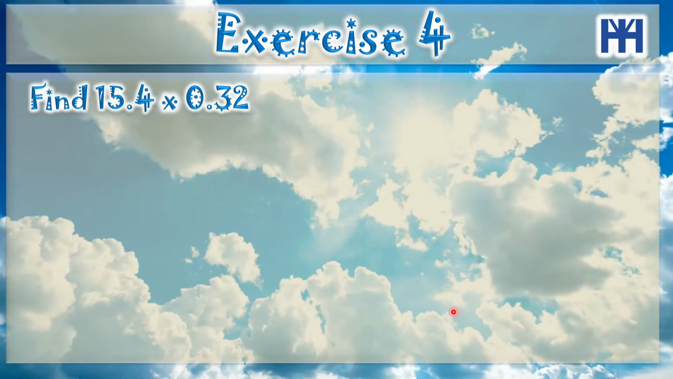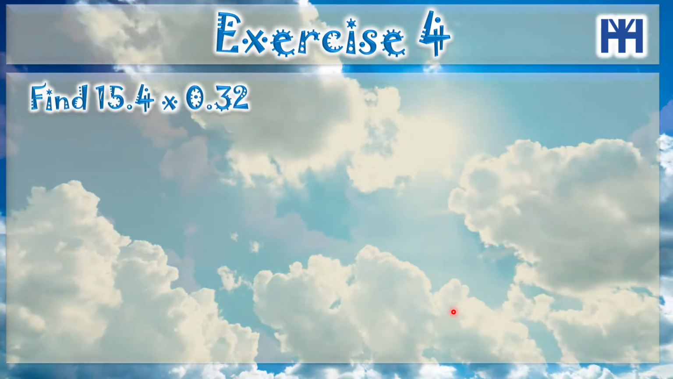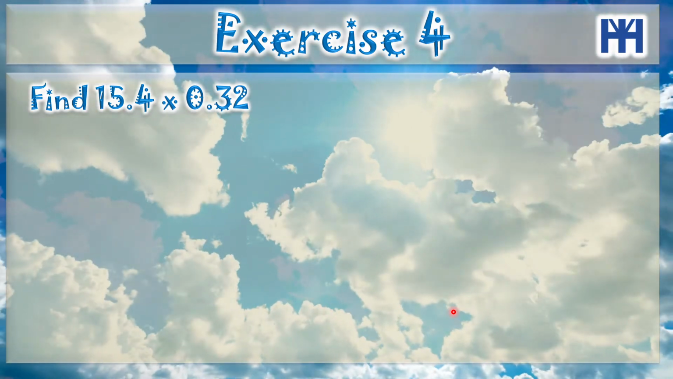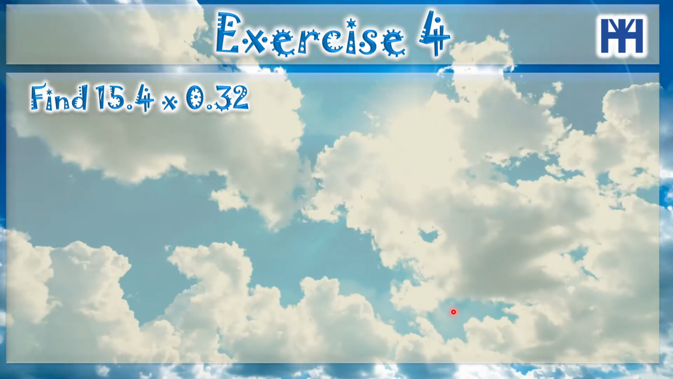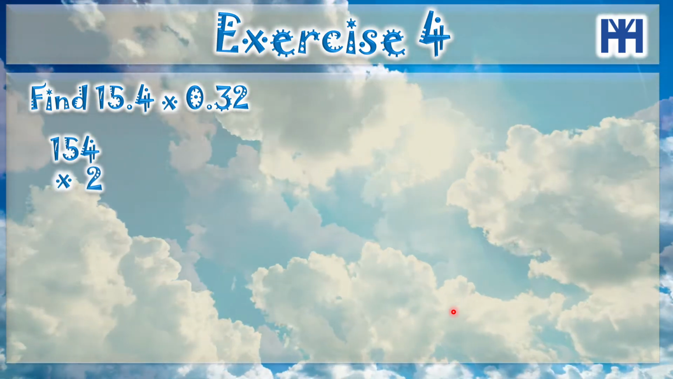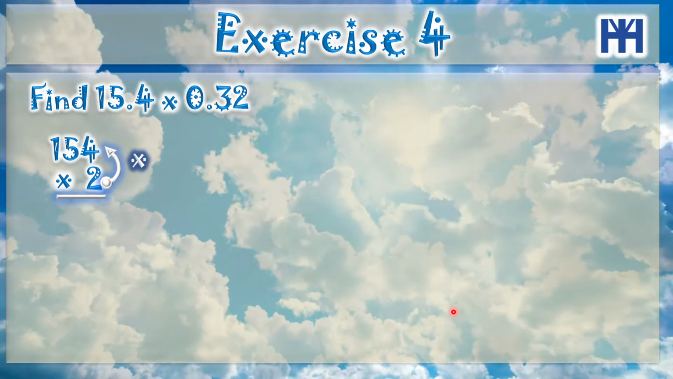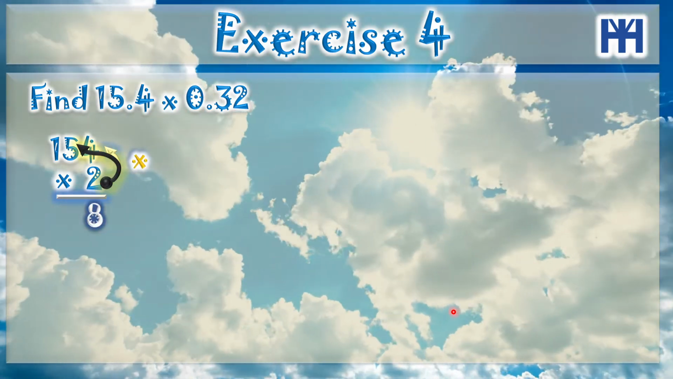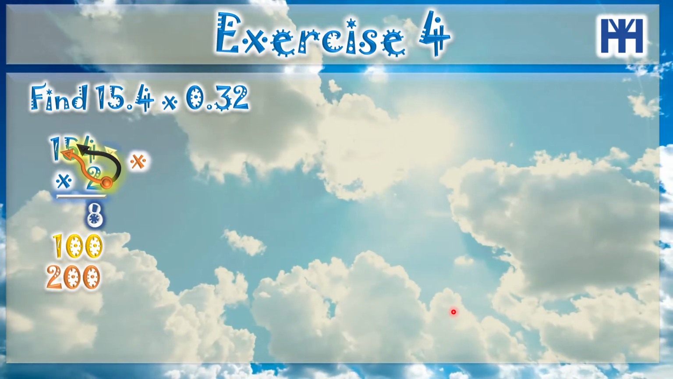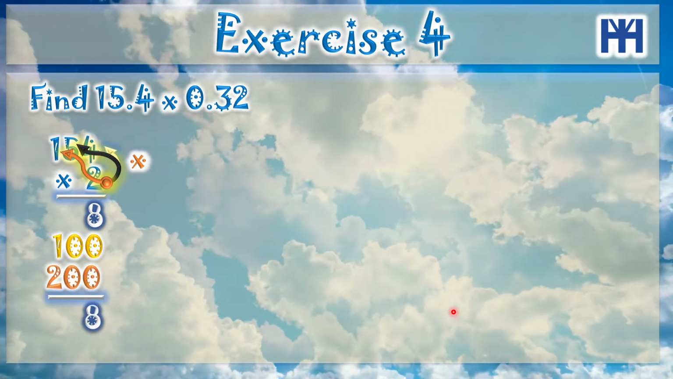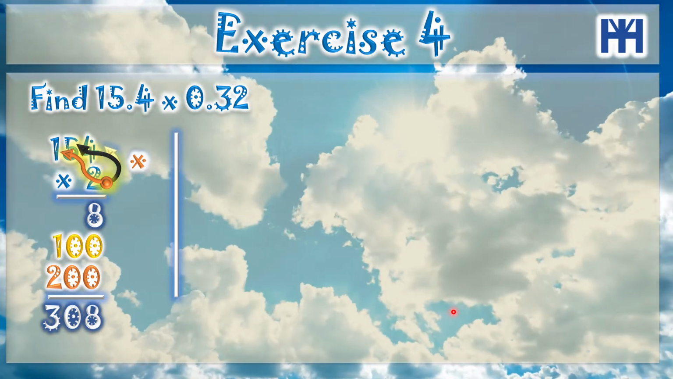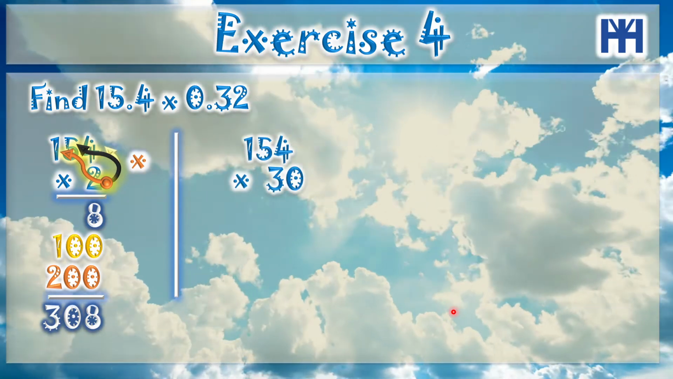Exercise 4. Find 15.4 times 0.32. Okay, so we'll find 154 times 32. So 154 times 2 first. Okay, so 2 times 4, it's 8. Then 2 times 50, it's 100. Then 2 times 100, it's 200. Then we will add them, 8, then 0, then 3. So 308.